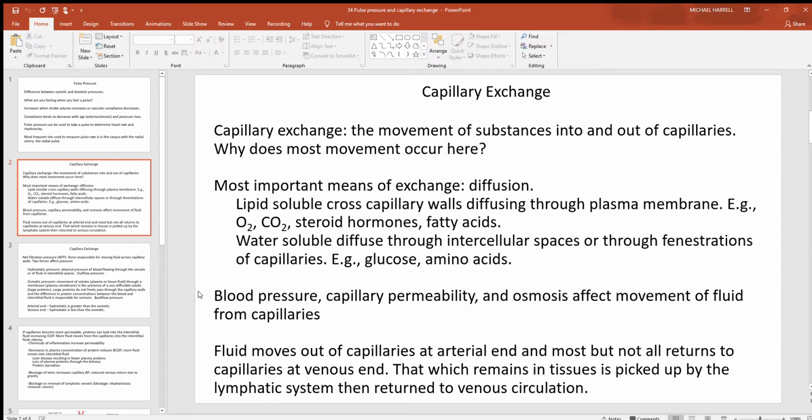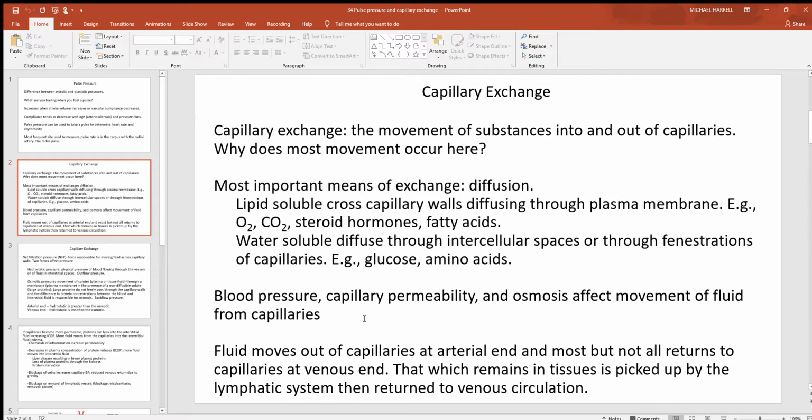Blood pressure we've looked at before. This is one thing that changes capillary exchange. Think about if your blood pressure goes up and you've got more pressure on the inside of a capillary. That tends to force more material out into the tissue. Just the opposite would apply too.